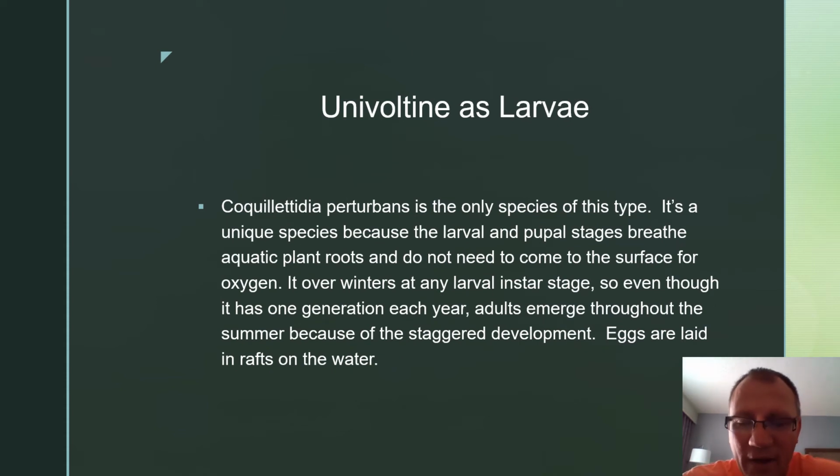Looking at univoltine mosquitoes that overwinter as larvae, Coquillettidia perturbans is the only species of this type. It's a unique species because the larval and pupal stages breathe from aquatic plant roots and do not come to the surface for oxygen. It overwinters in any larval instar stage, so even though it has one generation per year, adults emerge throughout the summer because of the staggered development. Eggs are laid in rafts on the water.